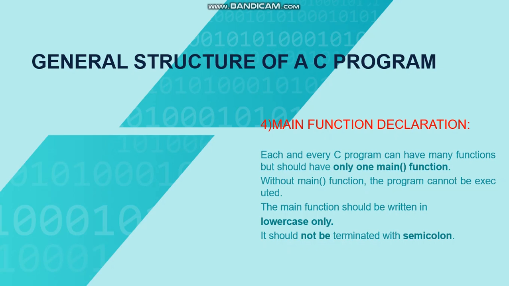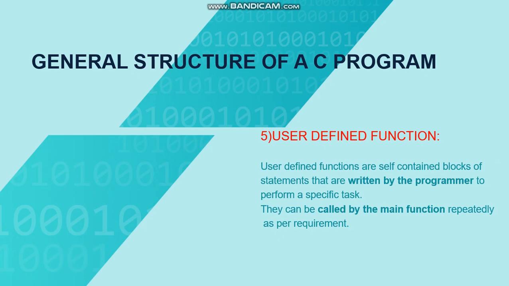Fourth is the main function declaration. Every C program may have many functions but must have only one main function. Without the main function, the program cannot be executed. All the functions are executed inside the main function only. It should not be terminated with a semicolon.